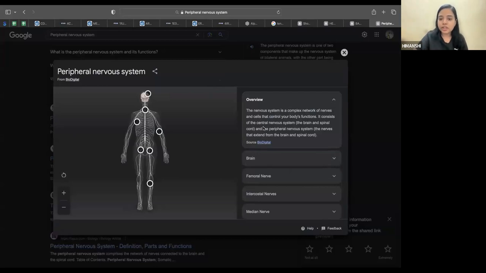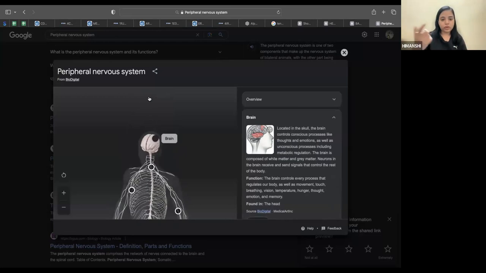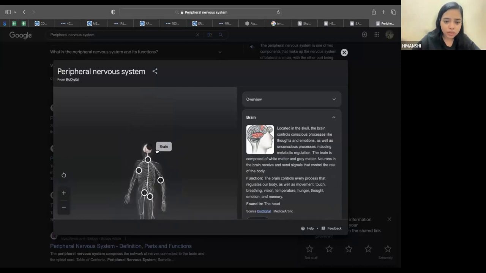It consists of the central nervous system, the brain and the spinal cord, and the peripheral nervous system, the nerves that extend from the brain and the spinal cord. So you can see that this is our nervous system, correct? Now, if you put your arrow and you select, you can actually see from different angles. You can zoom in, you can zoom out, correct?